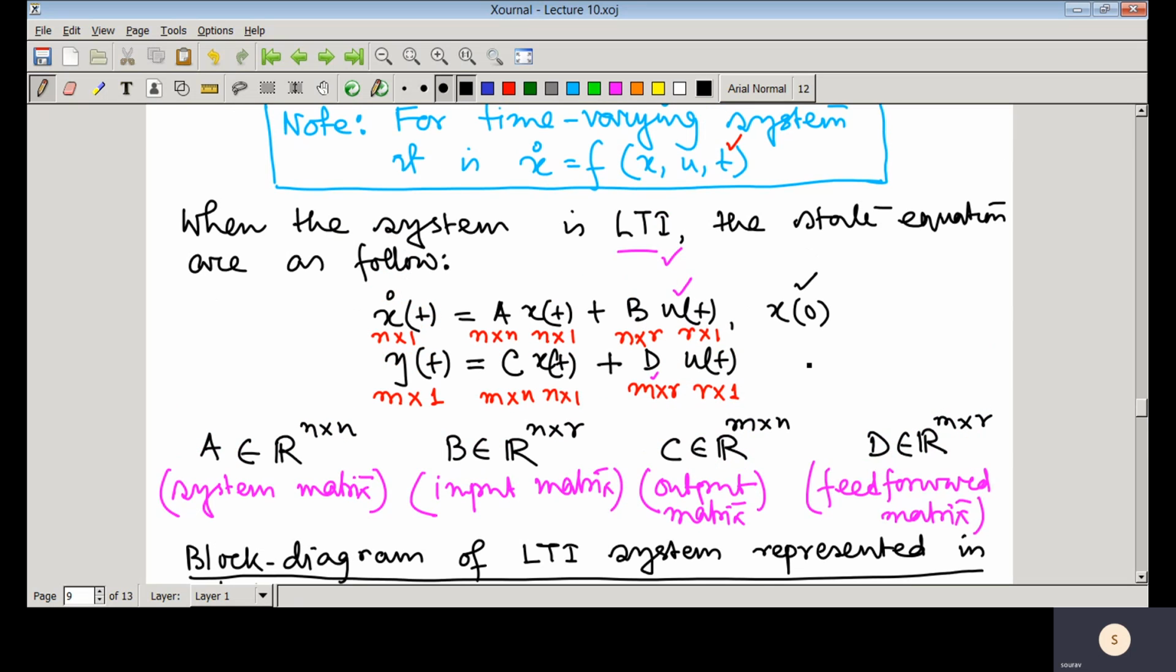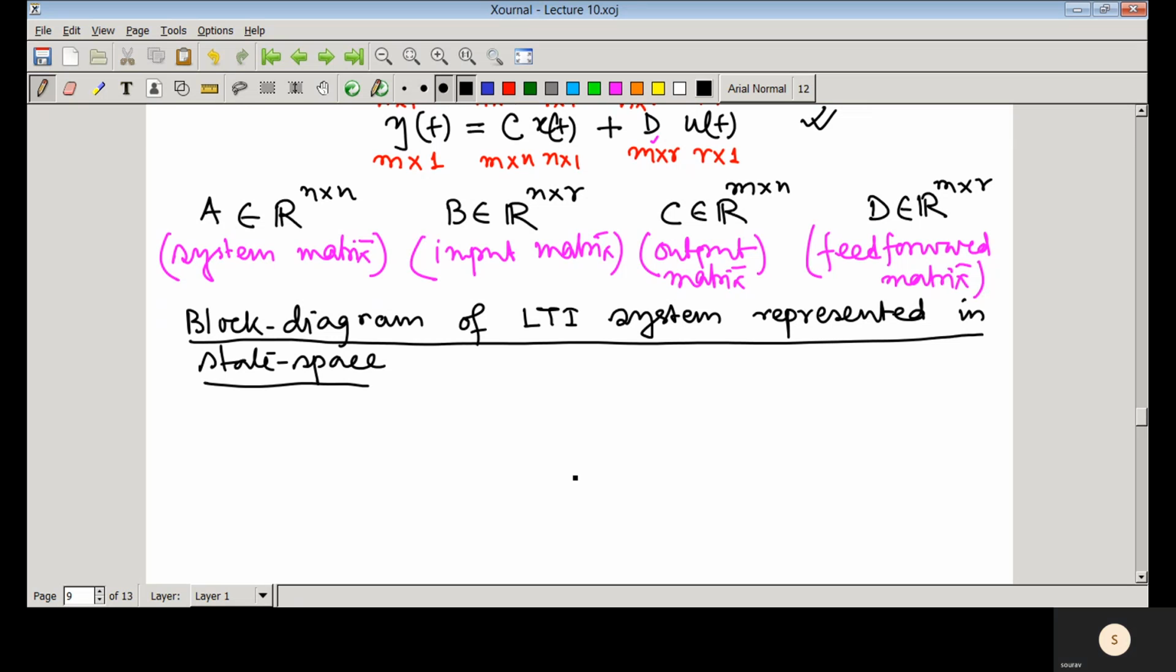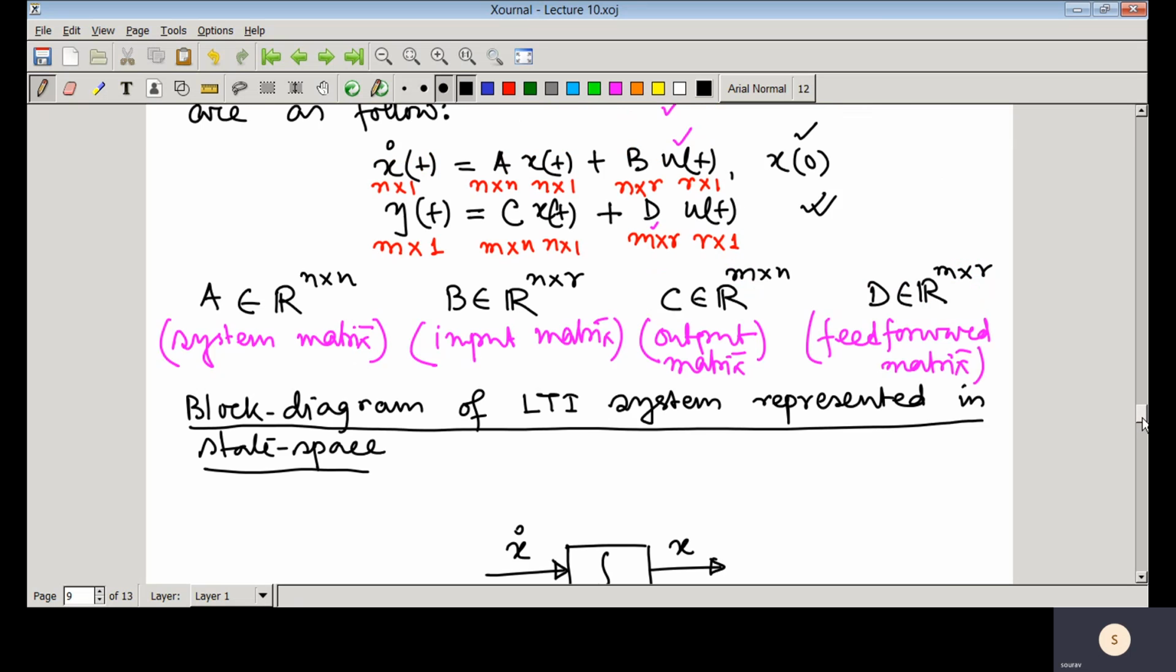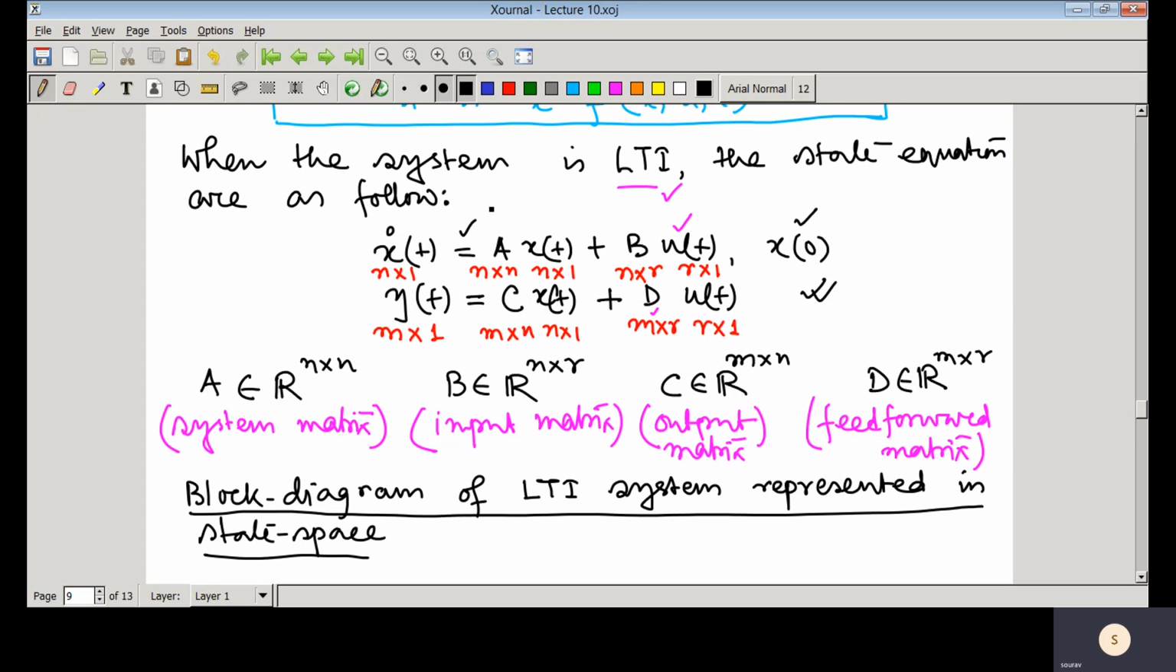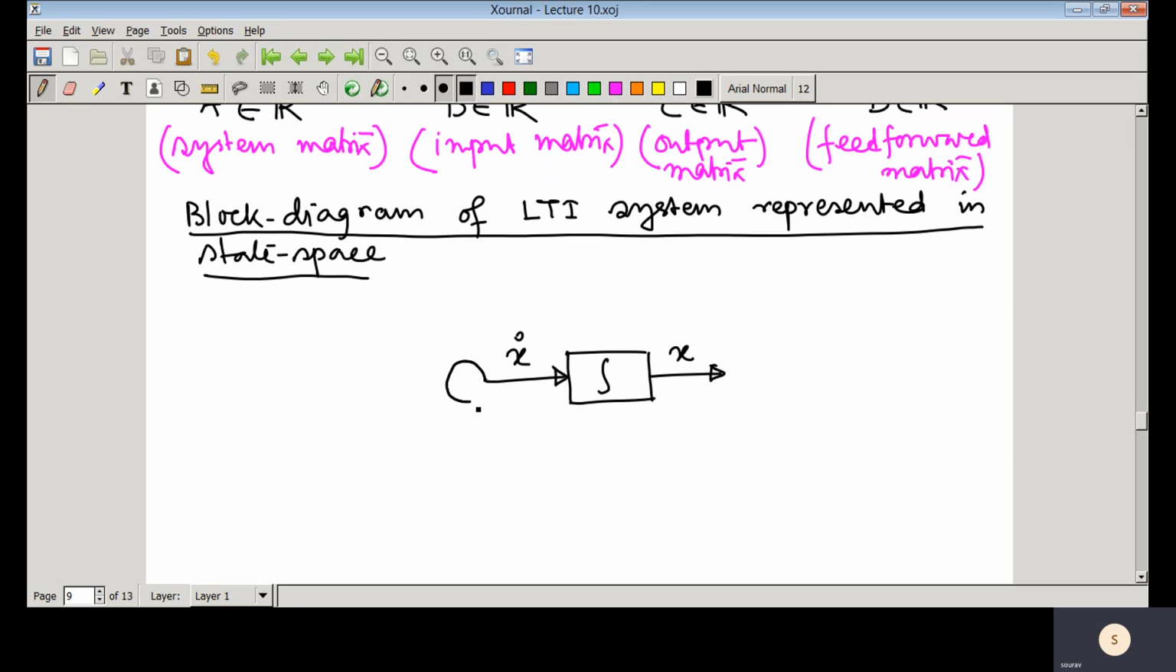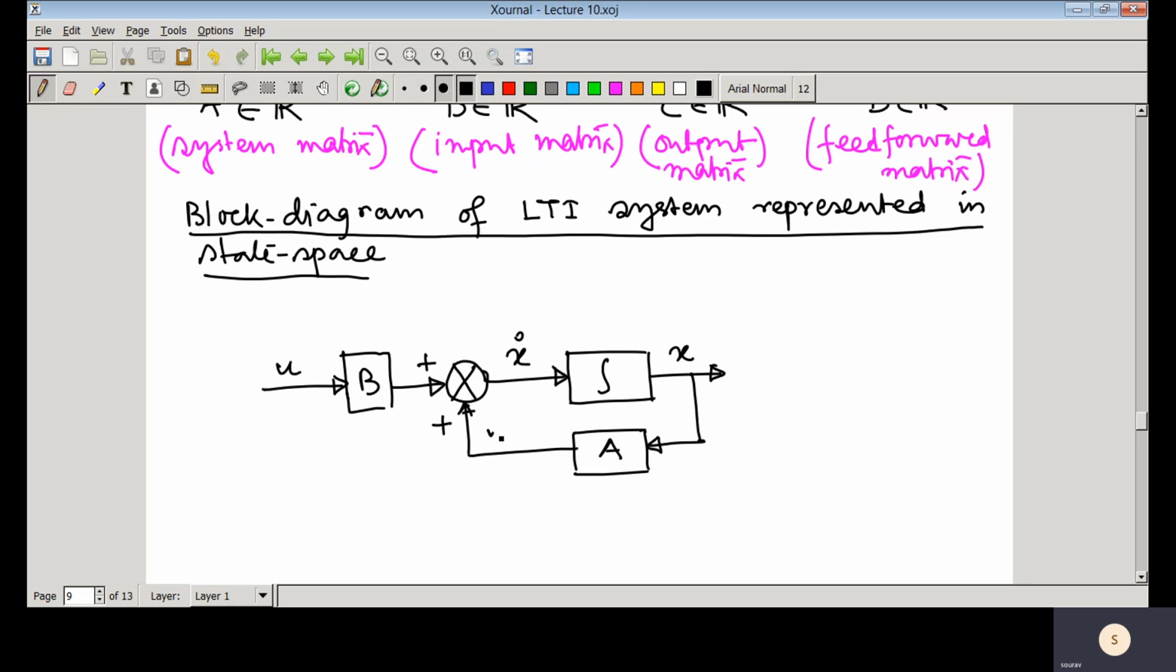So let us see. This is that state space representation. Start with the integrator. Here you have the state vector x dot, and if you take integration, then you have x. Now just look at this first equation: x dot equal to Ax(t) plus Bu(t). That means you need one comparator here, that is the summer, and if you multiply the state vector with matrix A, you will get Ax here, and you have another matrix B and the input is entering, so here you have the plus. So then you can see that x dot(t) is equal to Ax plus Bu.